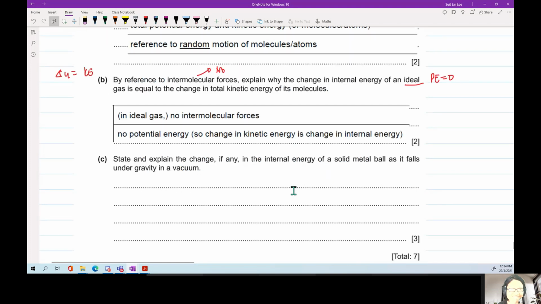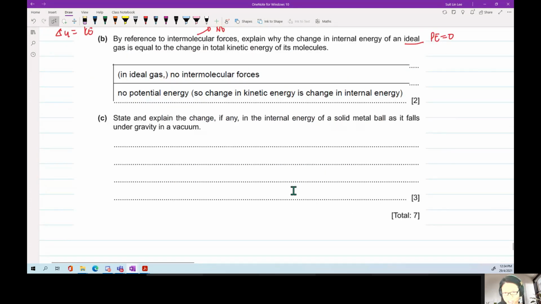Also like to ask one. State and explain the change in the internal energy of a solid metal ball as it falls under gravity in a vacuum. Oh boy, what is this? Metal ball falling under gravity. So we have to go through the Q, the W, and the delta U. Okay, question.